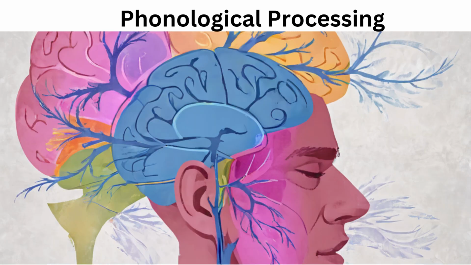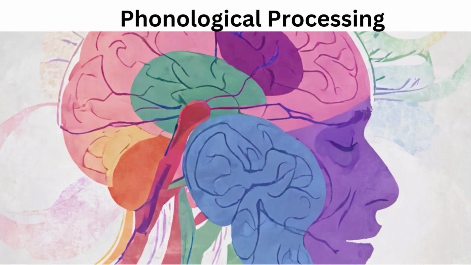Phonological processing. One of the critical steps in learning to read is associating visual symbols, letters, with the corresponding sounds, phonemes. This is known as phonological processing. The left hemisphere of the brain, particularly areas like the superior temporal gyrus and the posterior part of the superior temporal sulcus, plays a crucial role in phonological processing. These areas are responsible for recognizing and processing speech sounds.